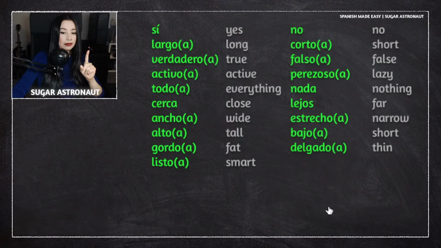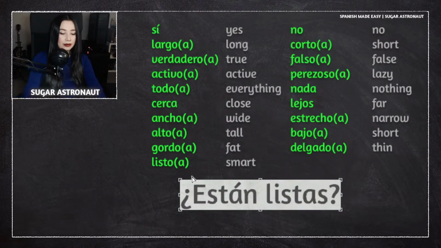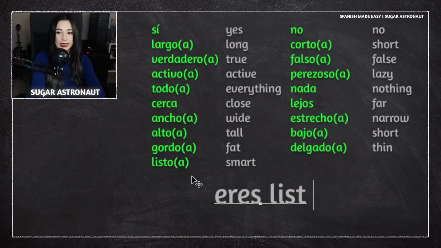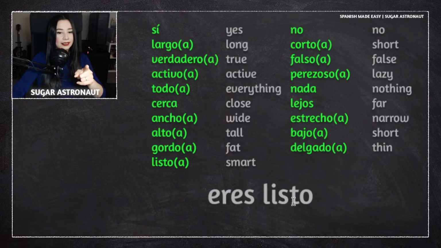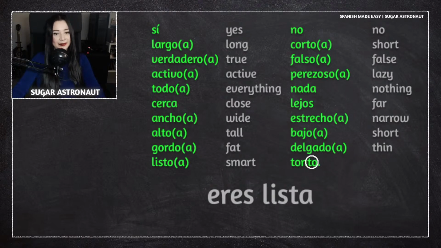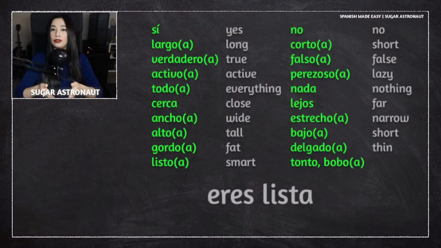But anyways, listo can mean smart as well. Eres listo. You're smart. Eres lista. You're smart. The first one is masculine, the second one feminine. And the opposite is another word that you gotta be careful with. These two actually. Tonto, tonto, or bobo.